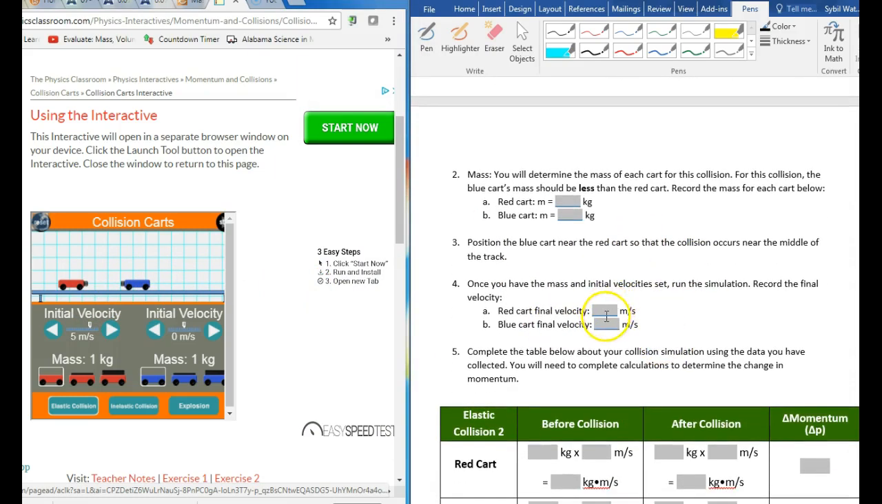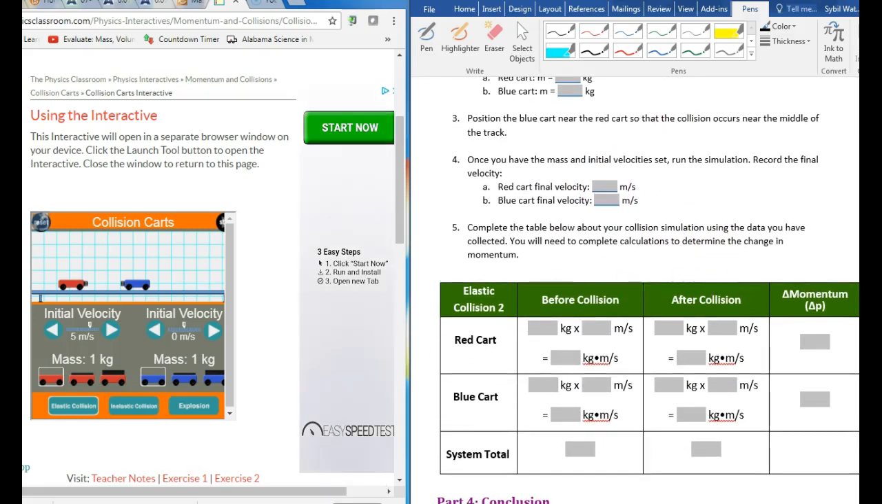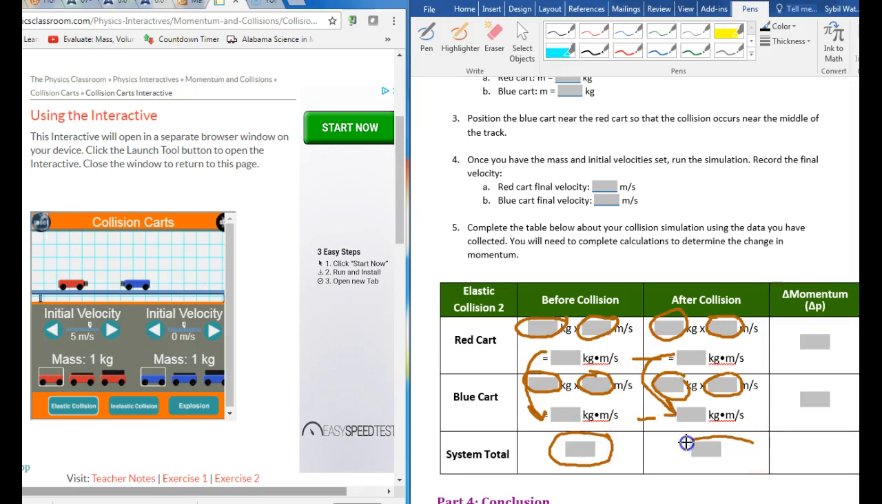After you run it, record your final velocities. Okay, and then we're going to do those same calculations again. So we've got the red car's mass and the blue car's mass are going to go into these spots. Red car on the top line, blue car on the bottom. The red car's velocity before and after, blue's before and after. You multiply to get your momentum. You're going to subtract those two to find your change. Subtract those two to find your change for blue. You'll add the blue and the red to find your total before. Add the blue and the red to find your total after.